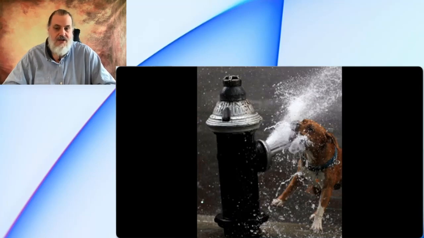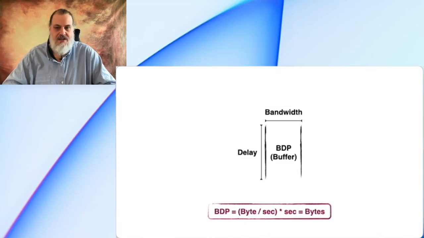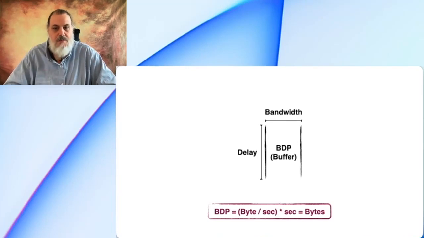A fire hydrant, let's ignore the pup for a minute, has a certain diameter. That has a relationship to how much water it can push out, as opposed to a garden hose. Well, our networks are exactly the same thing. And it doesn't matter if it's a network, or the bandwidth on a single chip between cores. All of them have the same thing, which is the bandwidth delay product.